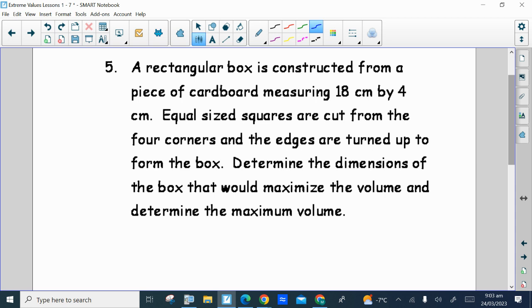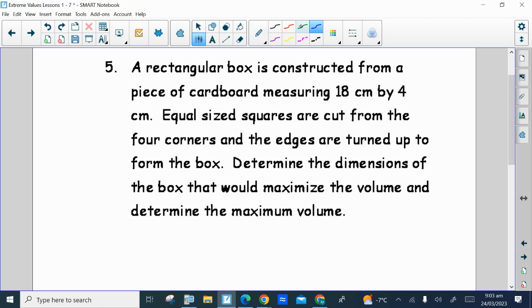So again, you're starting with a piece of cardboard measuring 18 by 4. You cut out those equal squares from the four corners. Edges are turned up to form the box. Determine the dimensions that would maximize, and also what is that maximum volume.